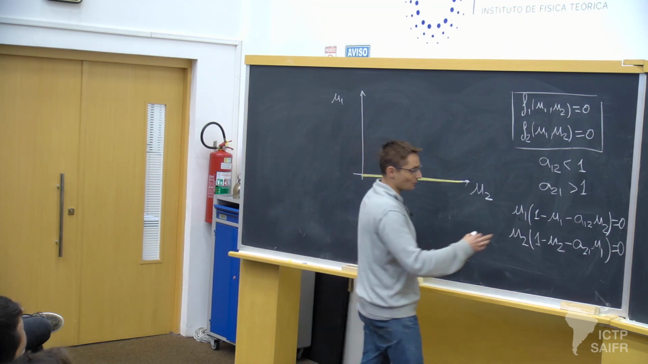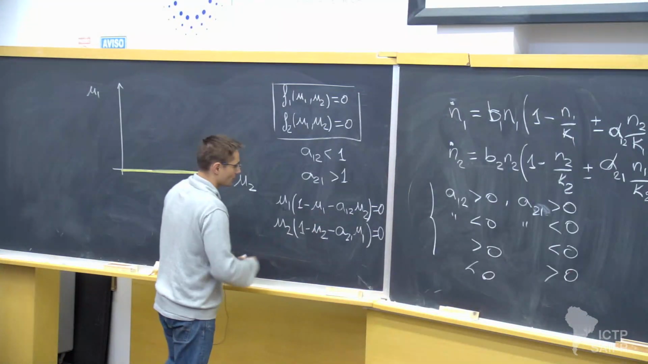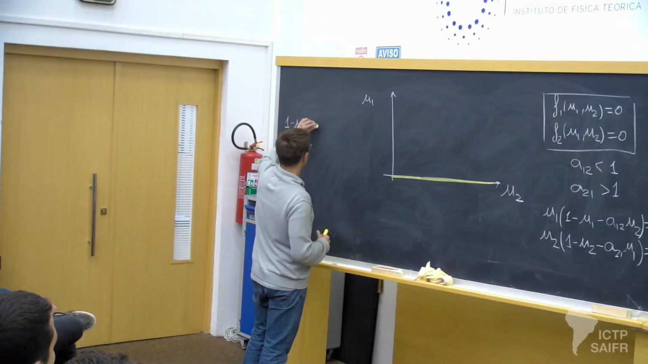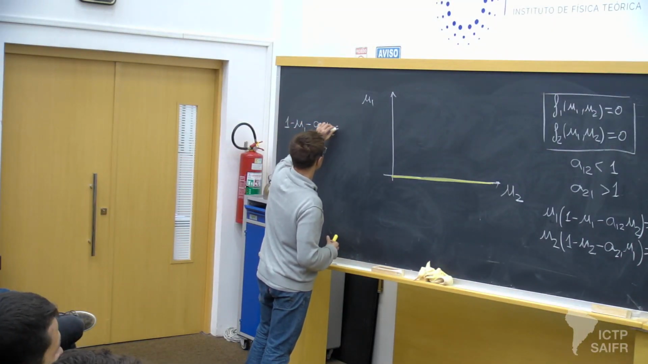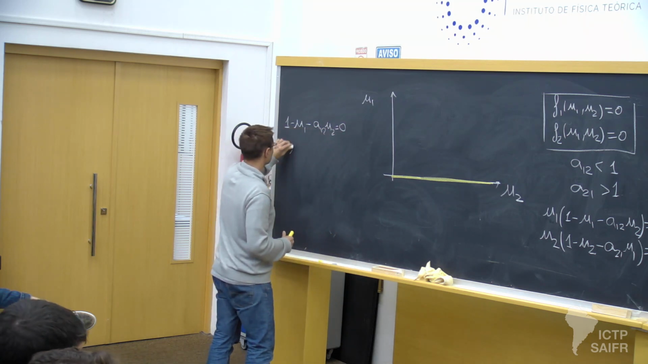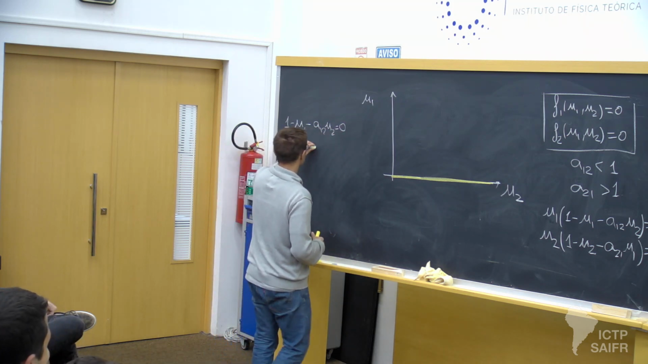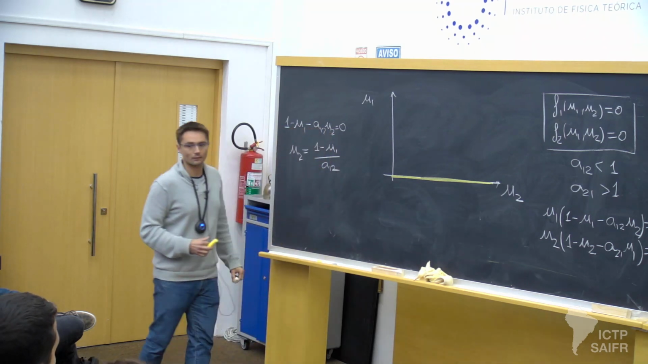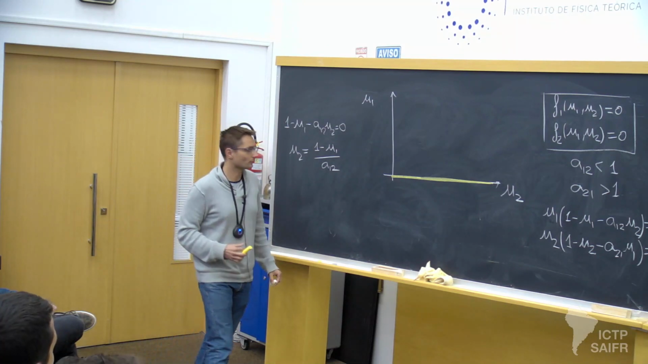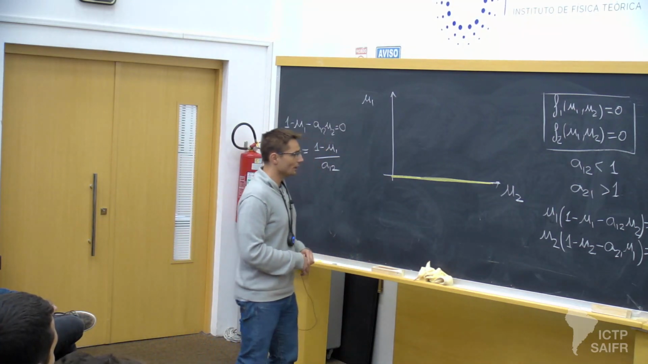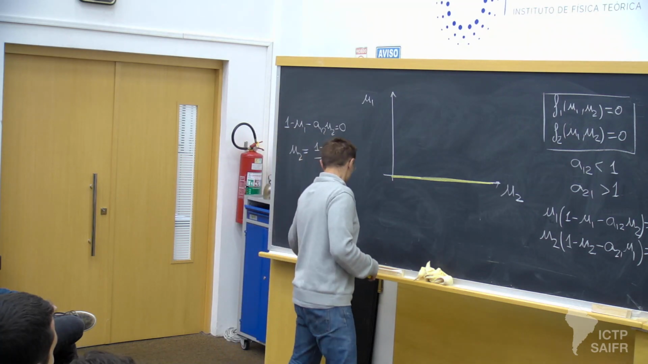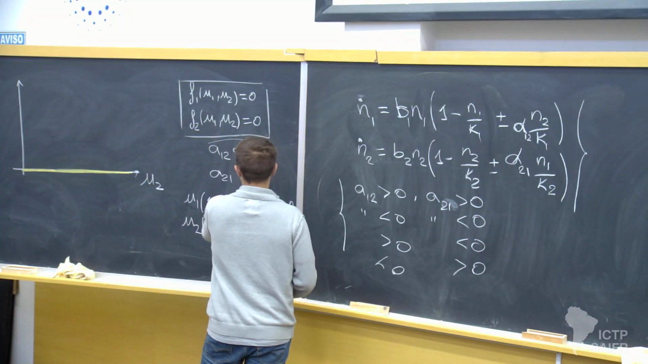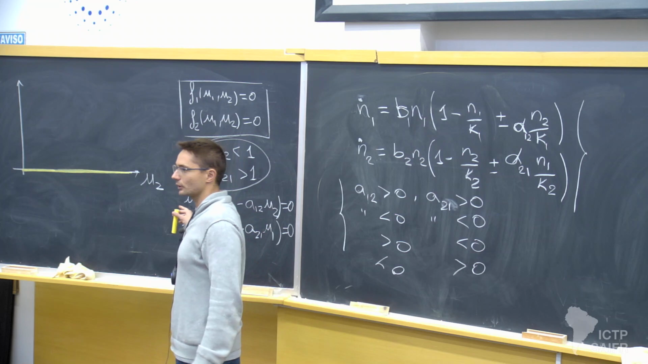The other nullcline is when the other factor is equal to 0, right? So I have 1 minus U1 minus A12 U2 equal to 0. And we are studying the case where A12 is smaller than 1 and A21 is larger than 1.